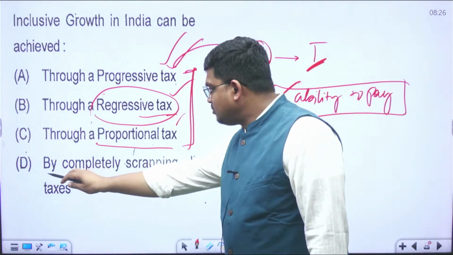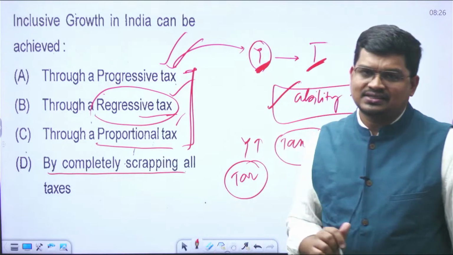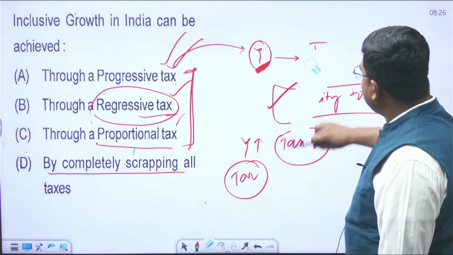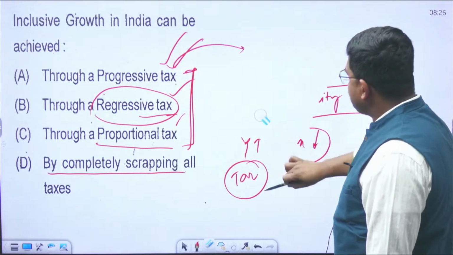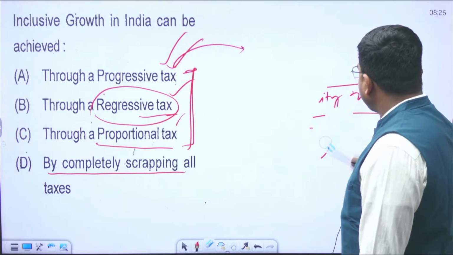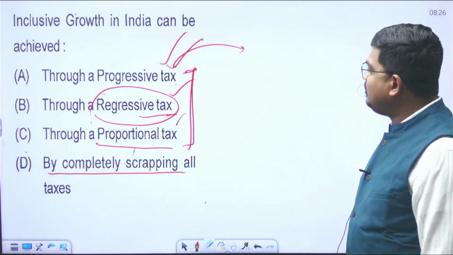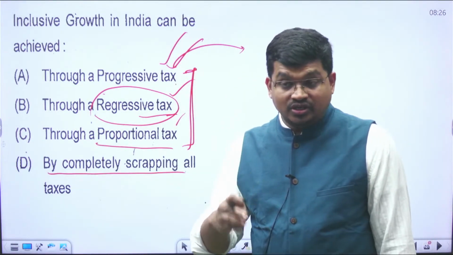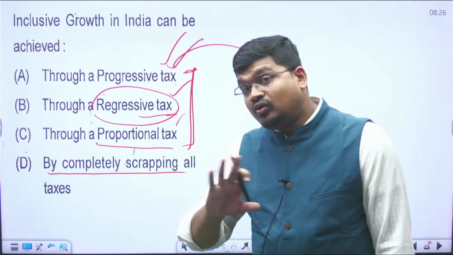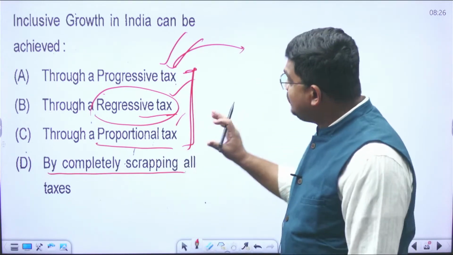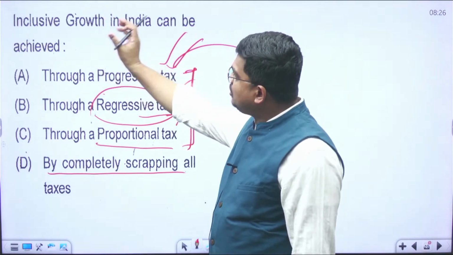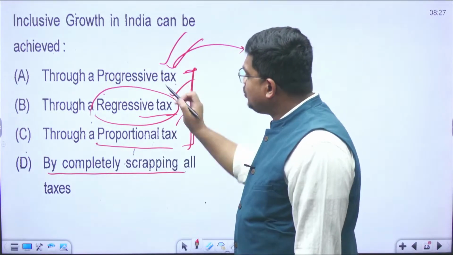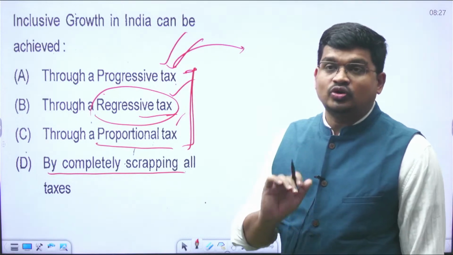Now, fourth option, by completely scrapping all taxes. We cannot scrap all taxes. Why? Now, we as a state, we are a welfare state. So, we have to spend money for the welfare of the people. For the welfare of the people, those who cannot afford those basic amenities, for them we need to spend money. So, we cannot scrap all taxes. If you see what is the objective, inclusive growth can be achieved through which of the following, then you can simply say through a progressive tax.